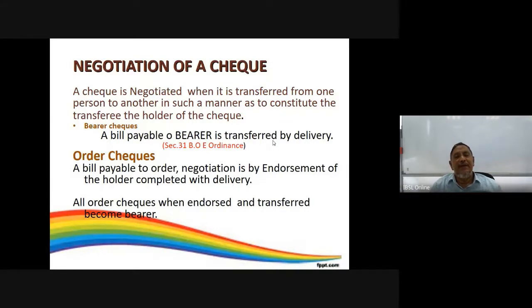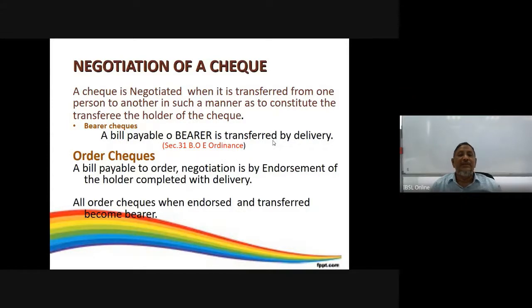Right? All order checks when endorsed and transferred become a bearer check. Thereafter, it becomes a bearer check. Only to the payee, it is going to be an order check. If anyone else comes forward, it is just to transfer this order. An order check has to be negotiated with an endorsement. That means writing the name of the payee on the reverse of the check will become the mode of transfer. Section 31 of the Bill of Exchange Ordinance.